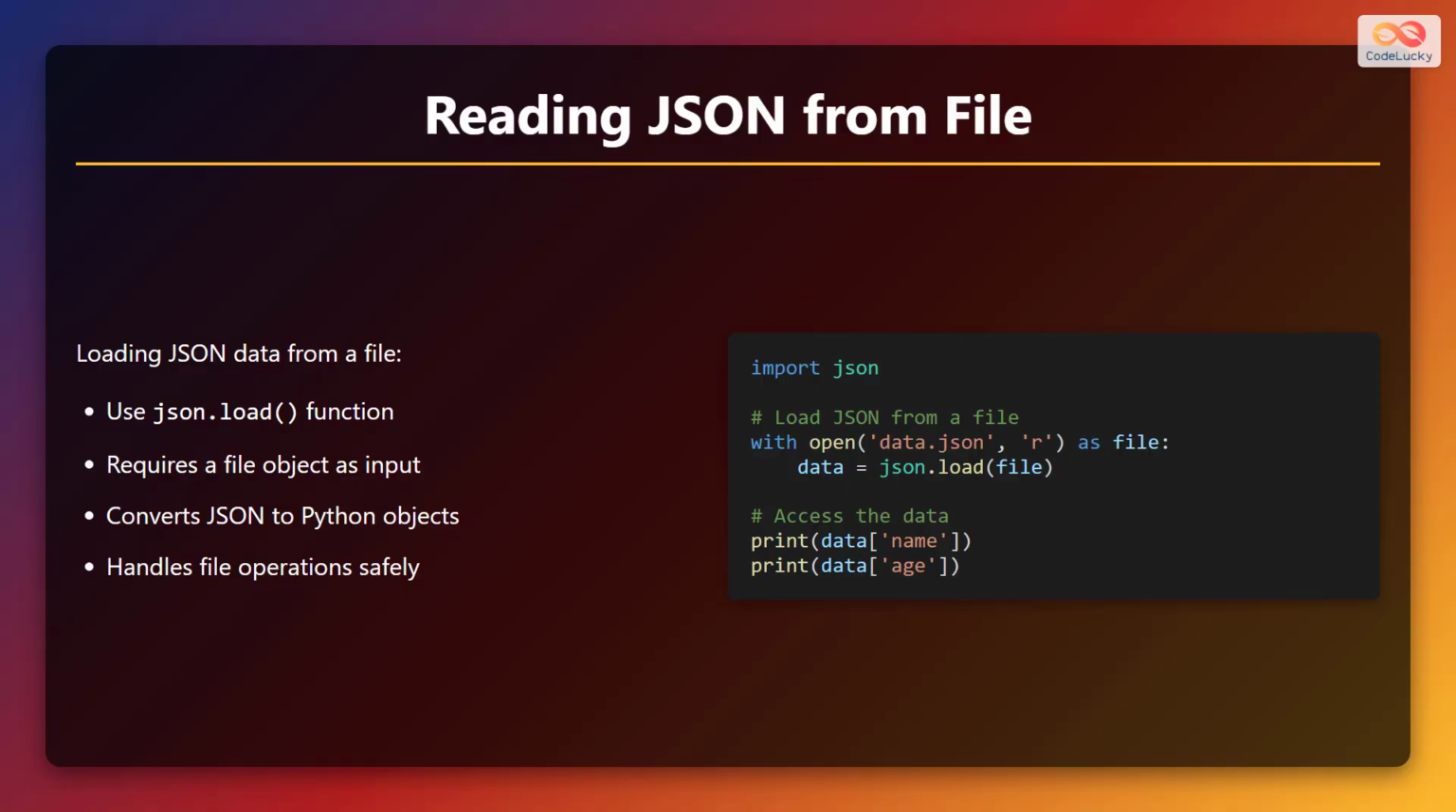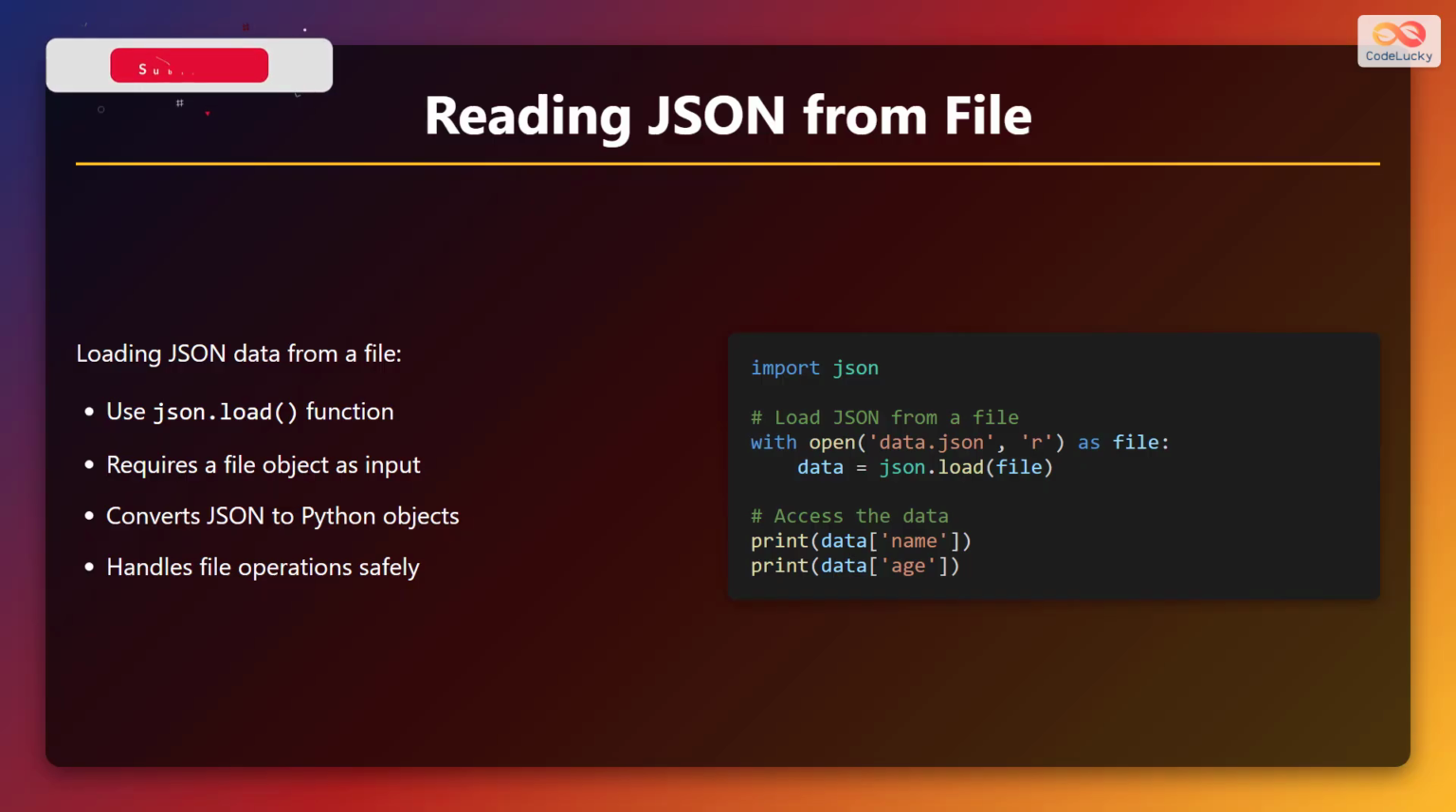Let's explore how to read JSON data from a file in Python. To load JSON data from a file, use the json.load function. This function requires a file object as input, and it converts the JSON data into Python objects. It also handles file operations safely.